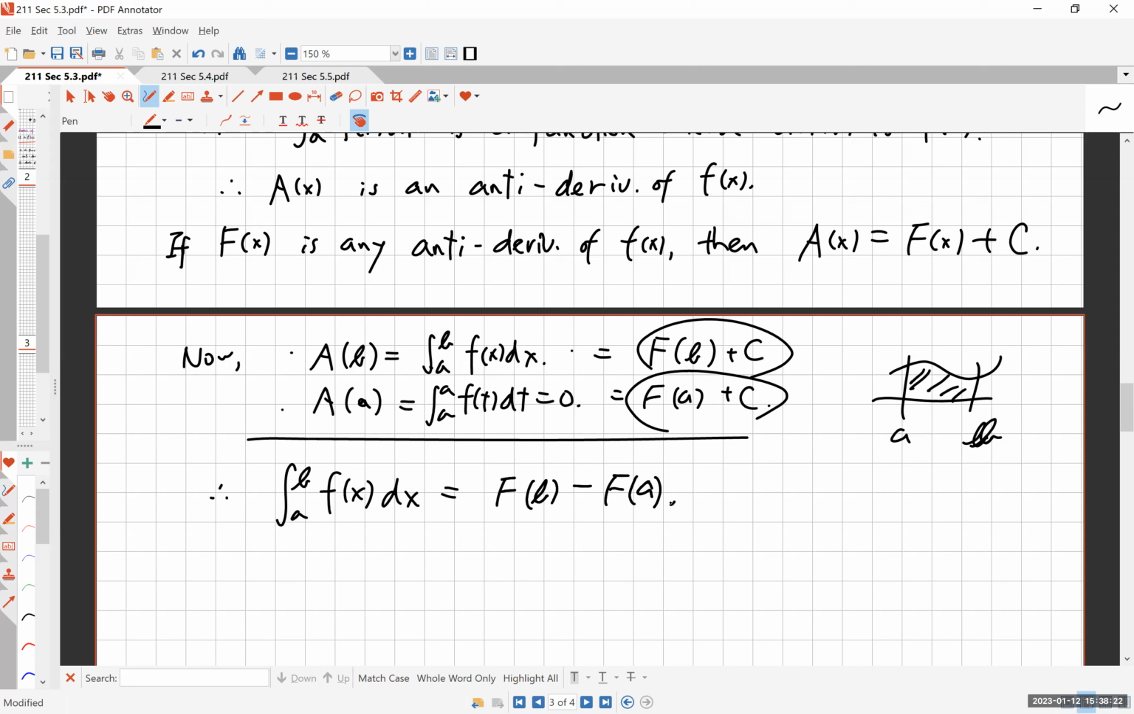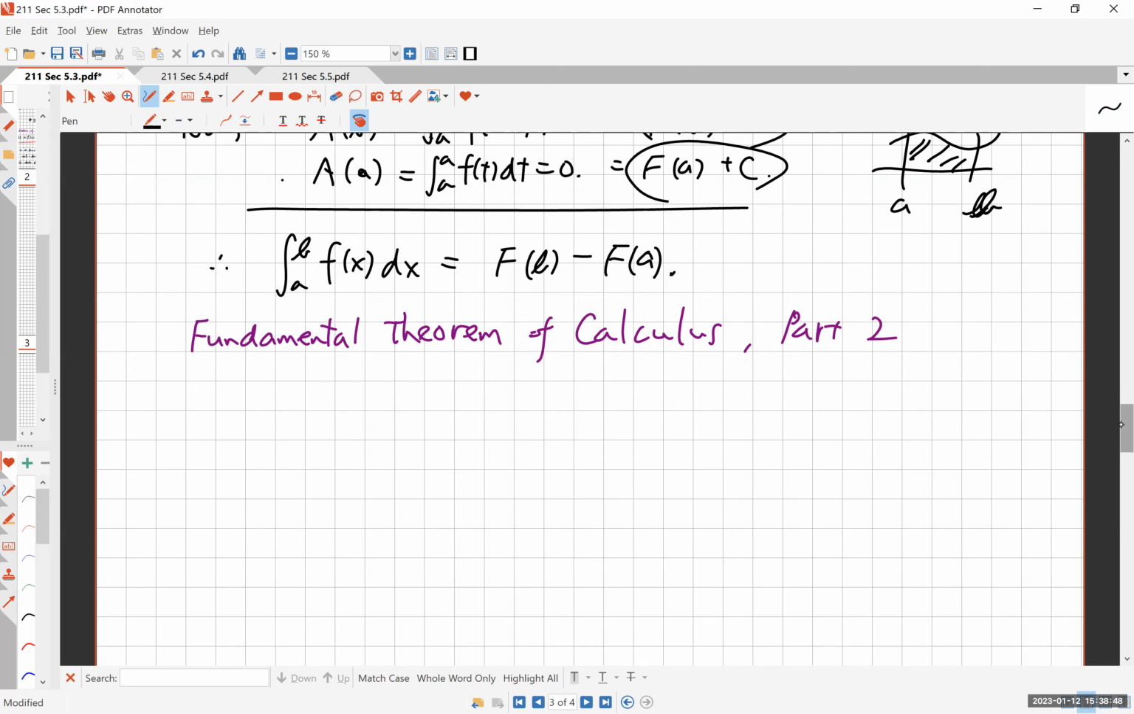All right, so that is known as the second part of the fundamental theorem of calculus. Let me go ahead and state that. Fundamental theorem of calculus, part 2. It's a two-part theorem, so this is the last and the second part.